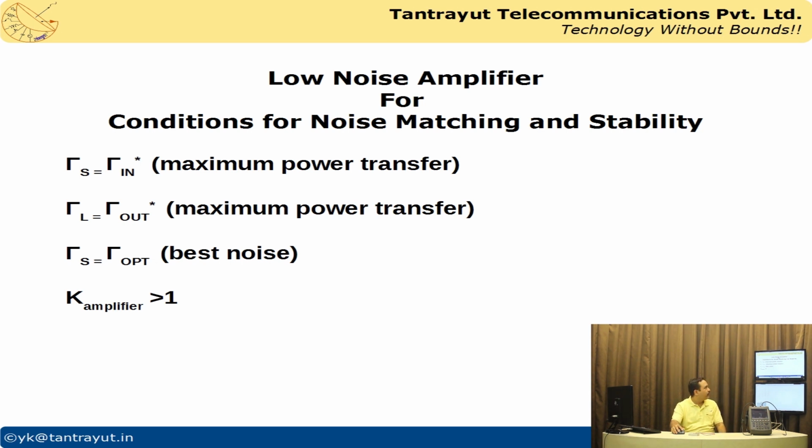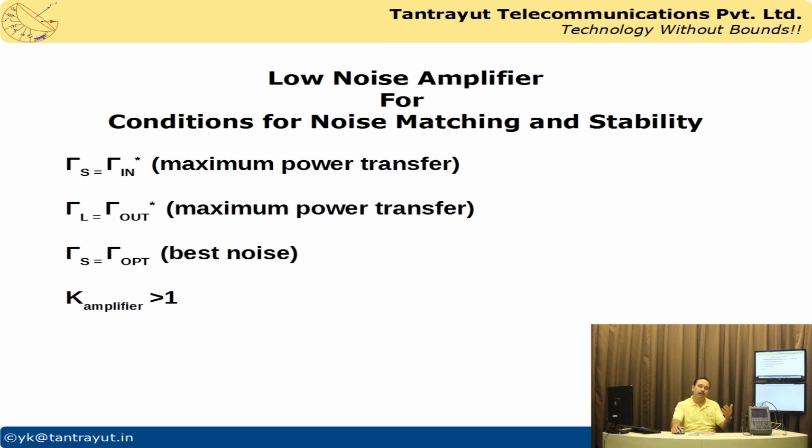For the best noise, you should have the source reflection coefficient very close to the optimum reflection coefficient at which you have the lowest noise. And finally, the stability. The stability factor K has to be greater than 1. These are a lot of technical parameters, and there is a lot of theory behind these parameters and why K has to be greater than 1 and so on.